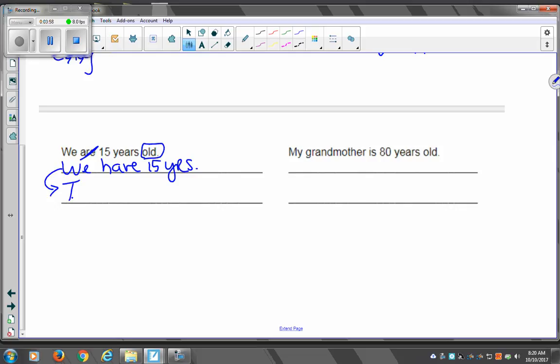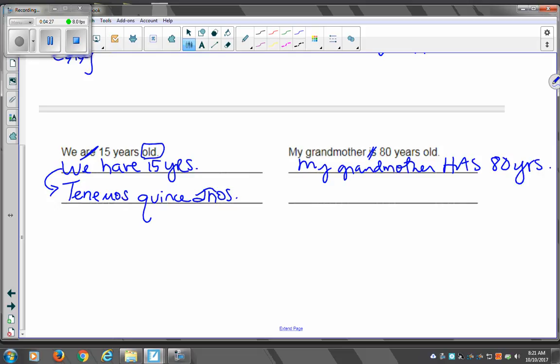What form of tener would that be? Tenemos, gracias Marcos. Tenemos 15, and then you just stop with años. Nosotros tenemos 15 años, or just tenemos 15 años. My grandmother is 80 years old, so we need to stop and say, okay, I can't do that. I gotta say my grandmother what? Has 80 years. If you can do that, then it isn't hard, and you will get it correct.